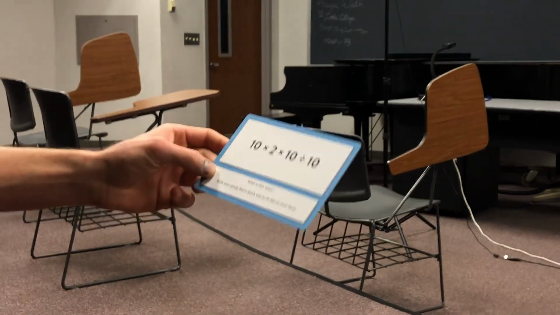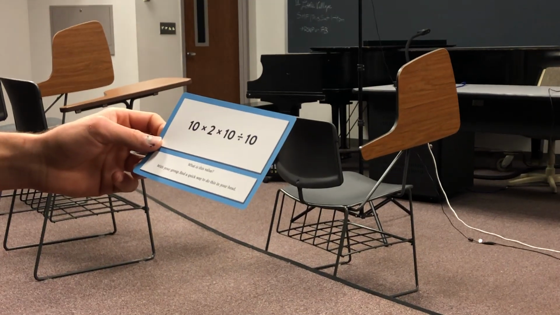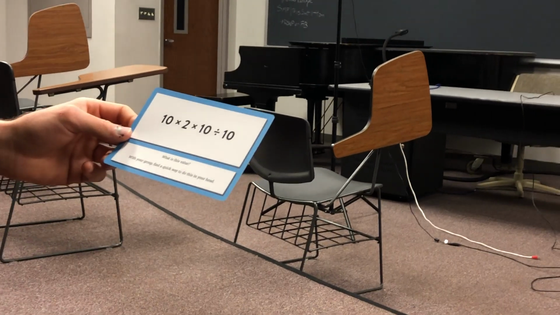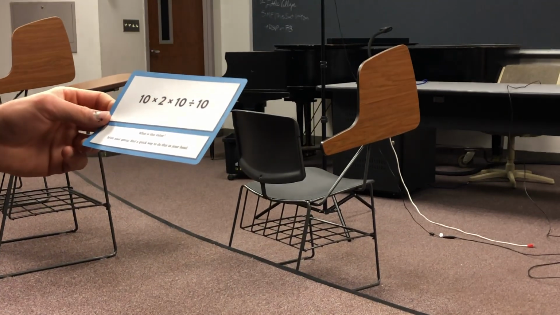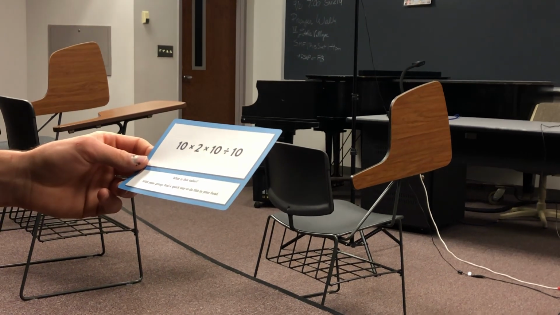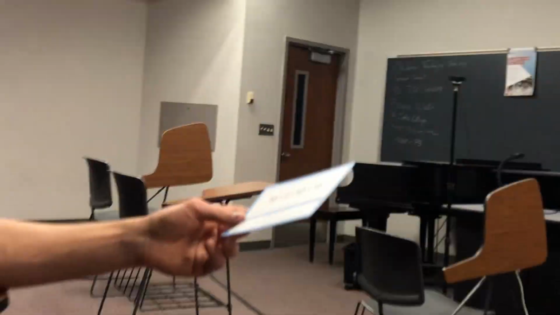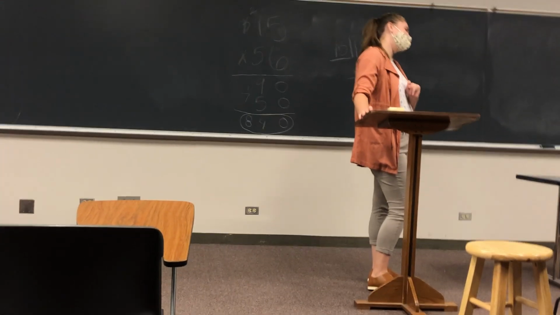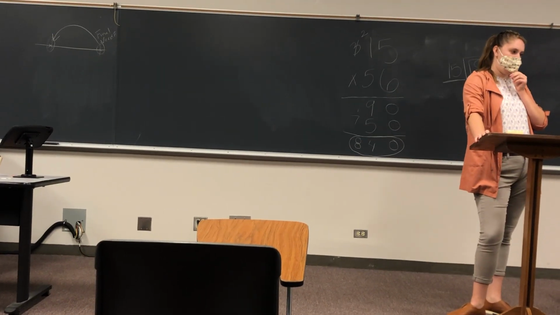I don't think we know PEMDAS yet, so let's just start from the left. 10 times 2 is 20. Times 10, 200. Divided by 10, 20. Look what we did to get the answer. That was good. So our answer would be 20.